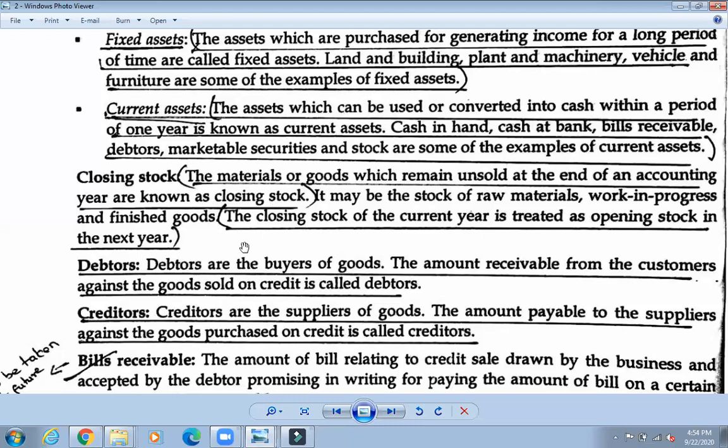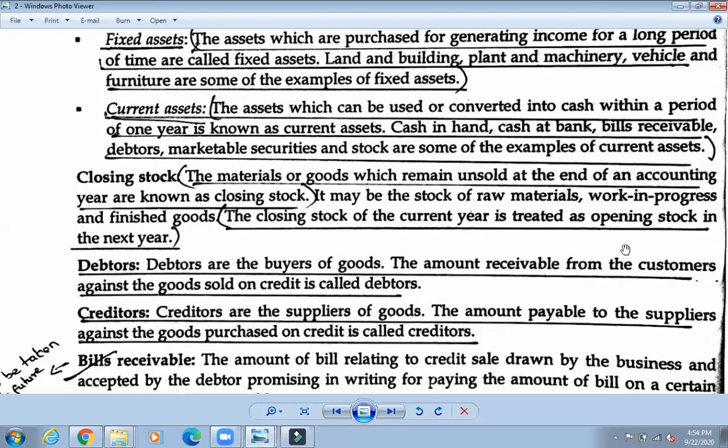So, the material and goods which remain unsold at the end of the accounting year is called the closing stock. The closing stock of the current year is treated as the opening stock in the next year. That means whatever is left over in 2076, in 2077 it is called the opening stock. Okay.